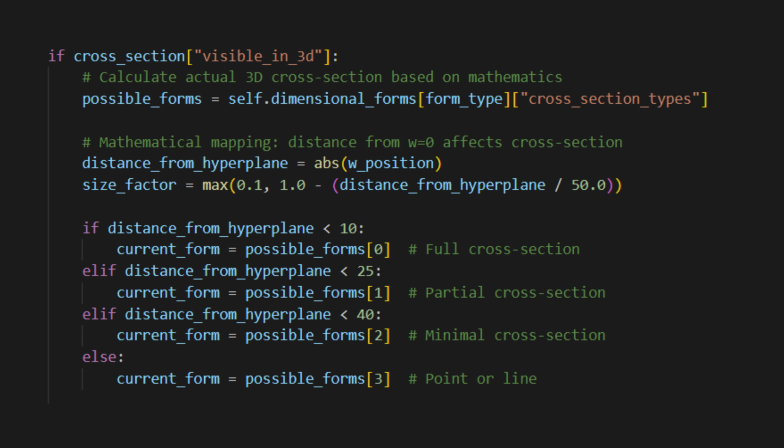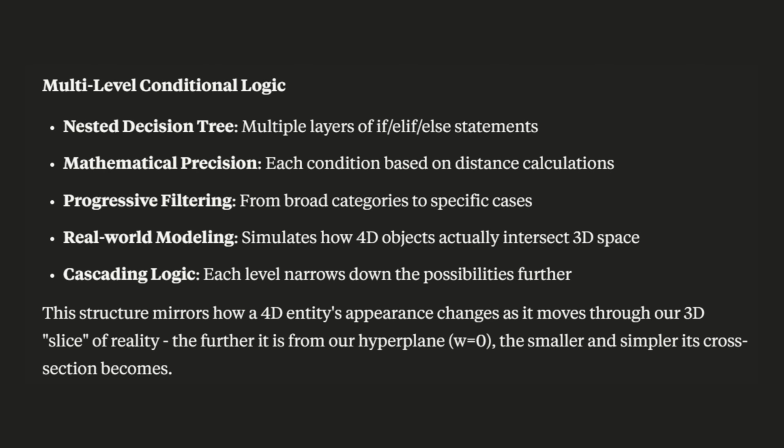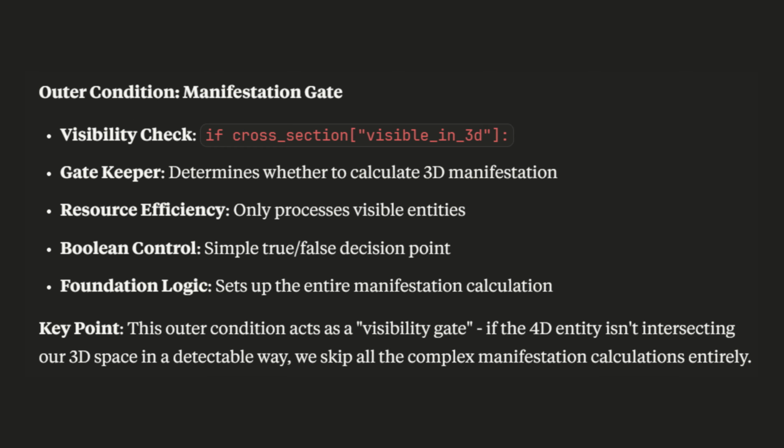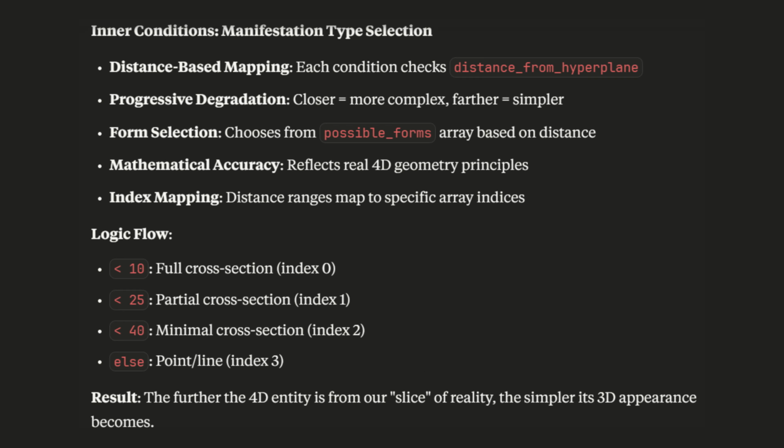Continuing our mathematical calculations, we encounter a sophisticated conditional structure. We've got an if, elif, and else. This is a nested if, elif, else structure that exists inside of our original if cross-section visible in 3D block. We have multi-level conditional logic. The outer condition determines if we calculate manifestation, and these inner conditions determine what type of manifestation.